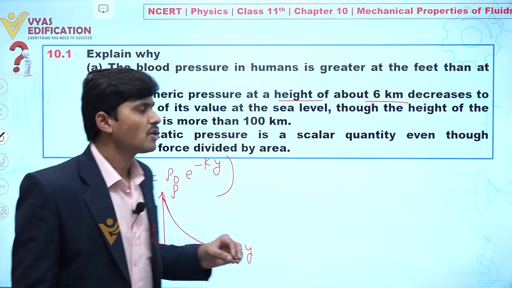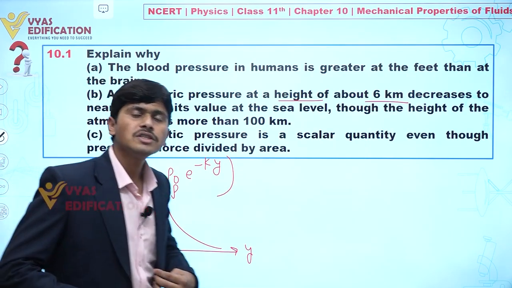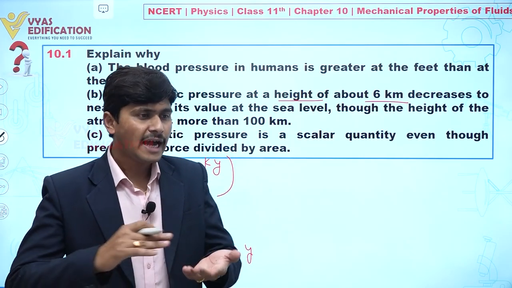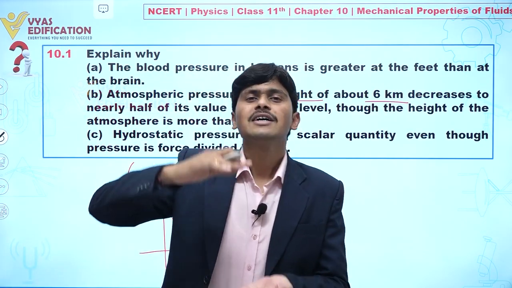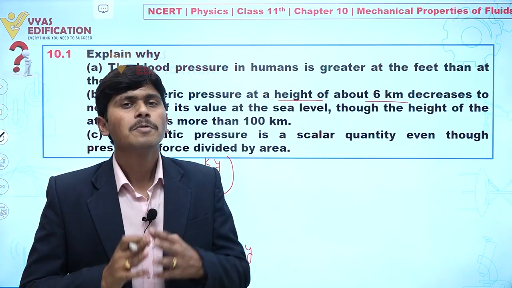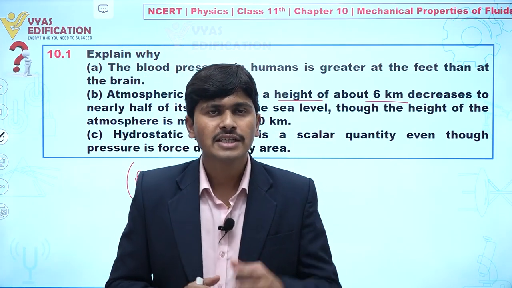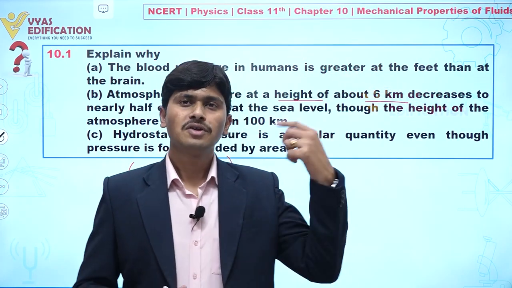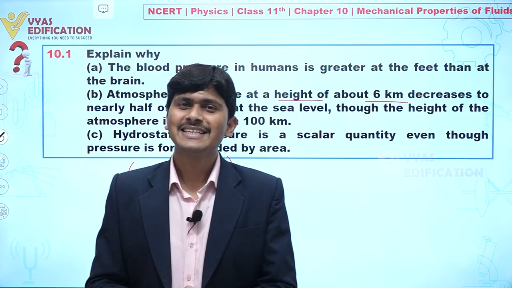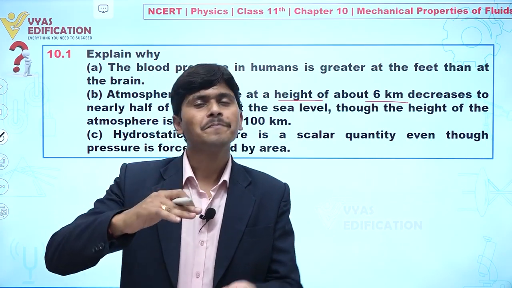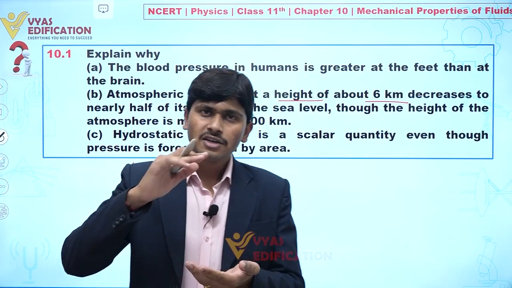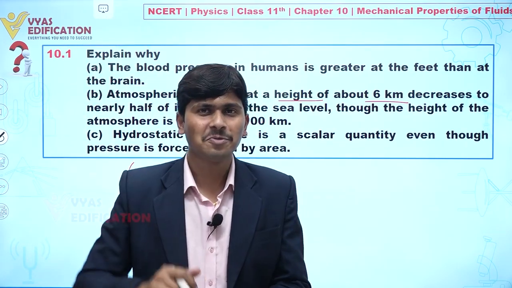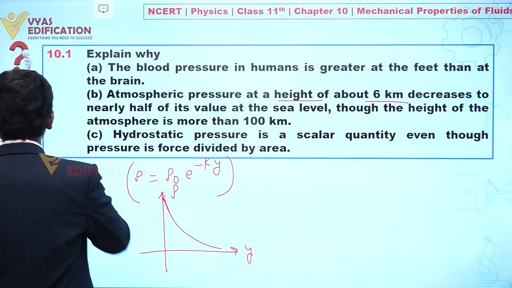So the answer is very simple: the variation of density in our atmosphere is not uniform. As we move away from the surface of the earth the density decreases, but the decrement is more in the initial heights compared to later ones. From 0 to 6 km the density decreases to half, and the remaining half decreases from 6 km to 100 km. So this is all about part B.